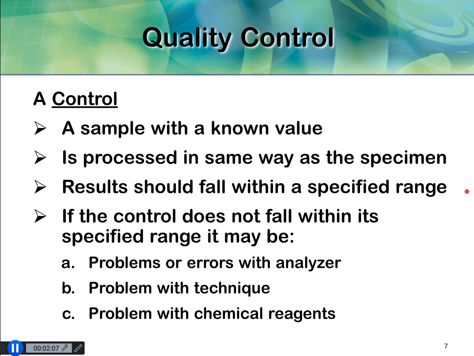Using a control is a sample with a specific known value, and they're often made chemically, so we know exactly what value to expect when we run a control. So they're processed in the same way as a specimen, and we know that those results should fall within a specified range. And if the control test does not fall within that specific range, it means there's some sort of problem, right? There's either a problem or error with the analyzer, or it's malfunctioned. There's a problem with the testing technique, or there's a problem with the chemical reagents. So we can start troubleshooting there to make sure that we can fix it.